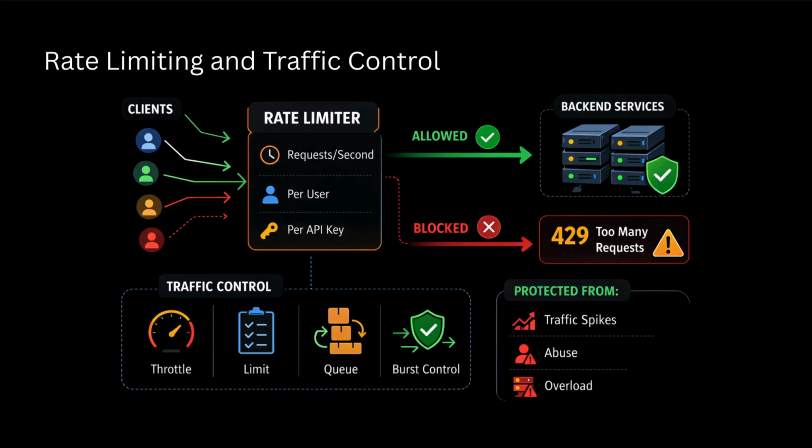from a buggy script. By enforcing these boundaries, you ensure that a few aggressive users don't degrade the experience for everyone else. Rate limiting is great for rejecting traffic at the door, but what if the bottleneck is happening deep inside your system? And that's when we need to apply backpressure.